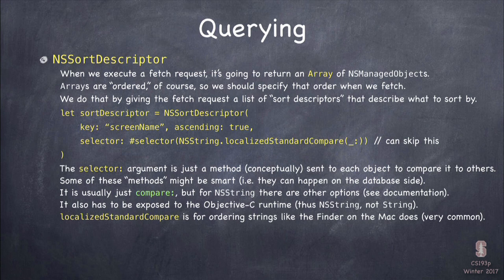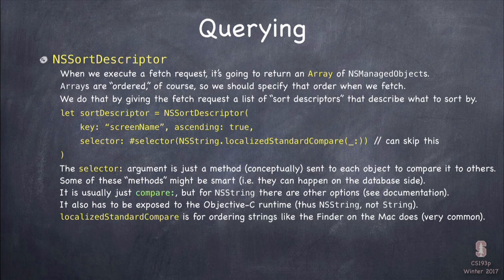Now, you don't even have to specify the selector if you don't want to. And for almost all data types, numbers, dates, it's going to use a method called compare. Compare returns something called a comparison result, which is either it's the same, it's greater than, or it's less than.